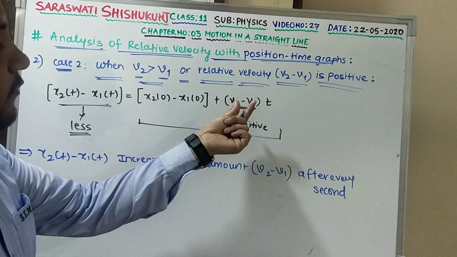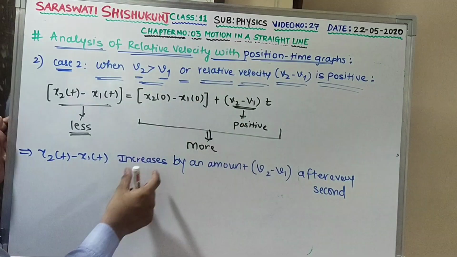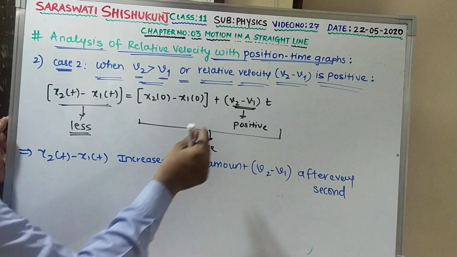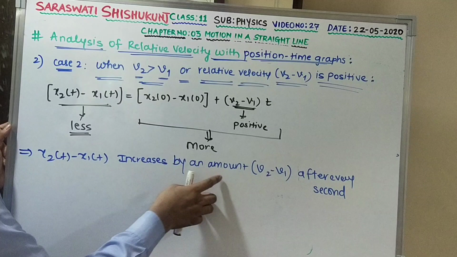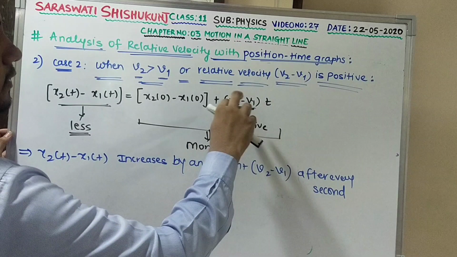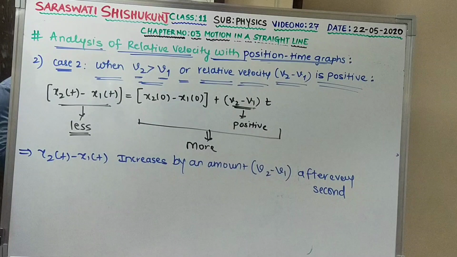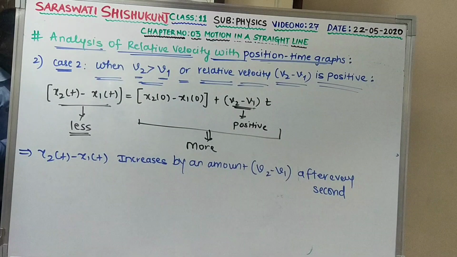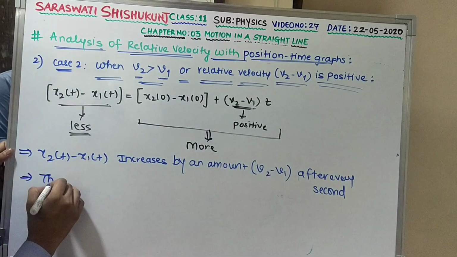Here, see, if t is 1 second, then one time v2 minus v1 is added, then twice, then thrice. So you can say that x2t minus x1t increases by this much, because x2 and x1 are the same, but this amount is changing. So x2t minus x1t increases by an amount v2 minus v1 after every second. It is added once, twice, three times, and if you subtract you will get only this difference, v2 minus v1 for every second. Is this clear? So x2t minus x1t increases by an amount v2 minus v1 after every second.